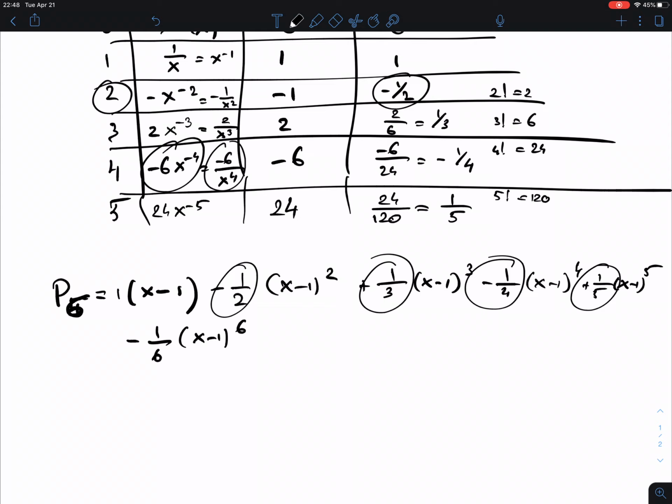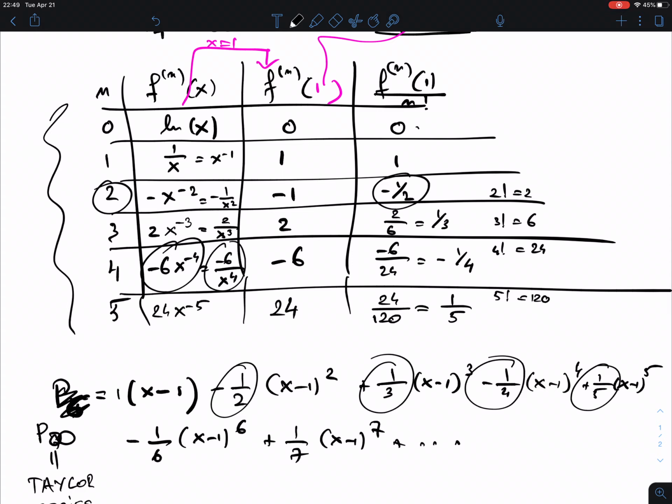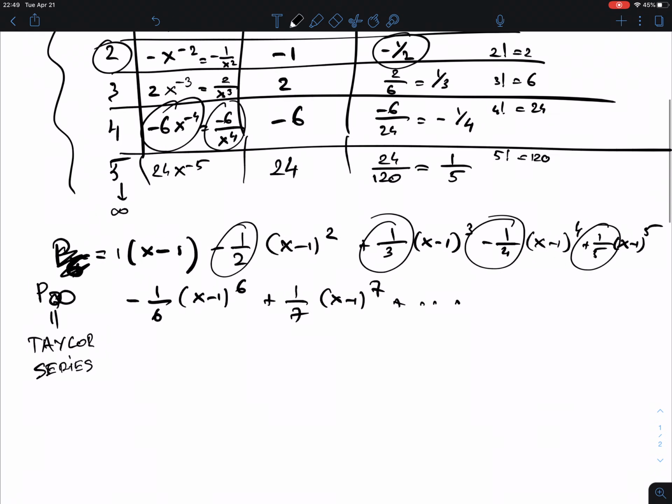And now I can write down what P7 is, right? Again, plus (x minus 1) to the 7th. So you see here that I can kind of write dot, dot, dot. And therefore we could call this P infinity. And this is what we call the Taylor series. So the Taylor series is basically you keep calculating this table here, but you never stop. You go all the way to infinity, which is of course not possible, but once we recognize patterns, we can. So that's what we have found now.